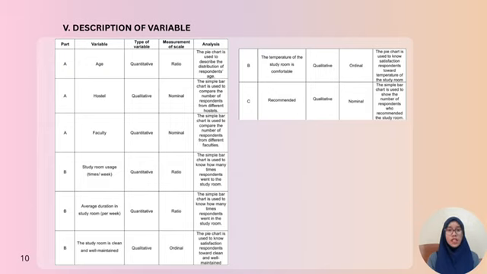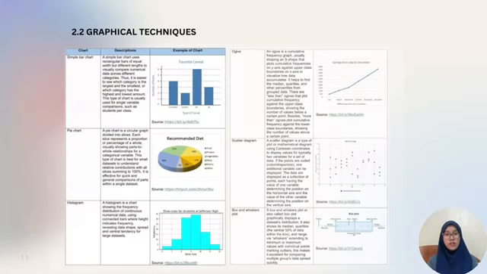For example, age and study room usage are quantitative variables measured on a ratio scale, while hostel and faculty are qualitative variables measured on a nominal scale. Appropriate charts such as pie charts and simple bar charts are used to describe and compare the respondents' data effectively. Moreover, graphical techniques were used to present the data visually.